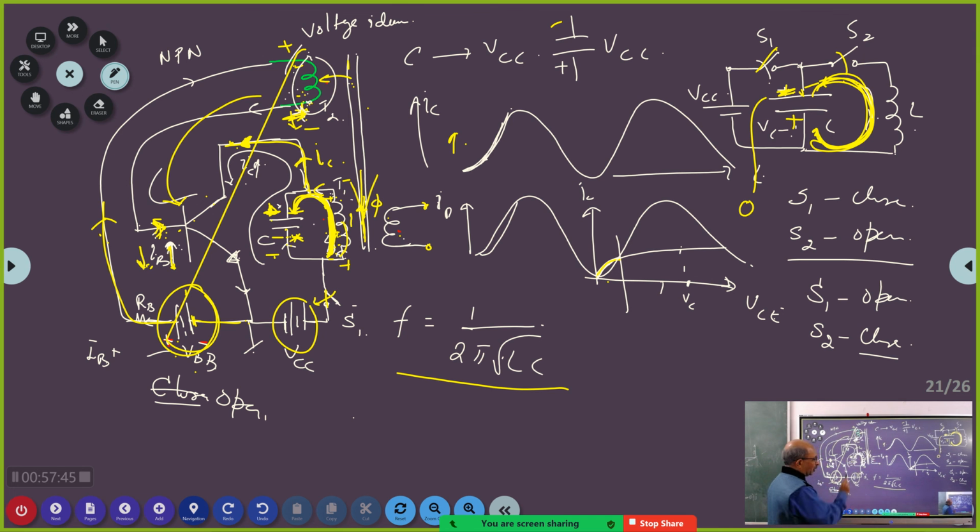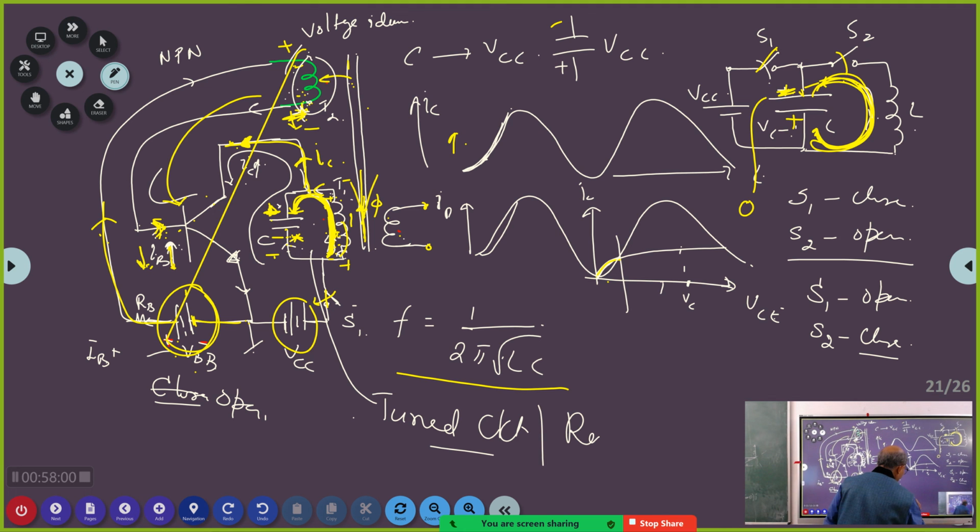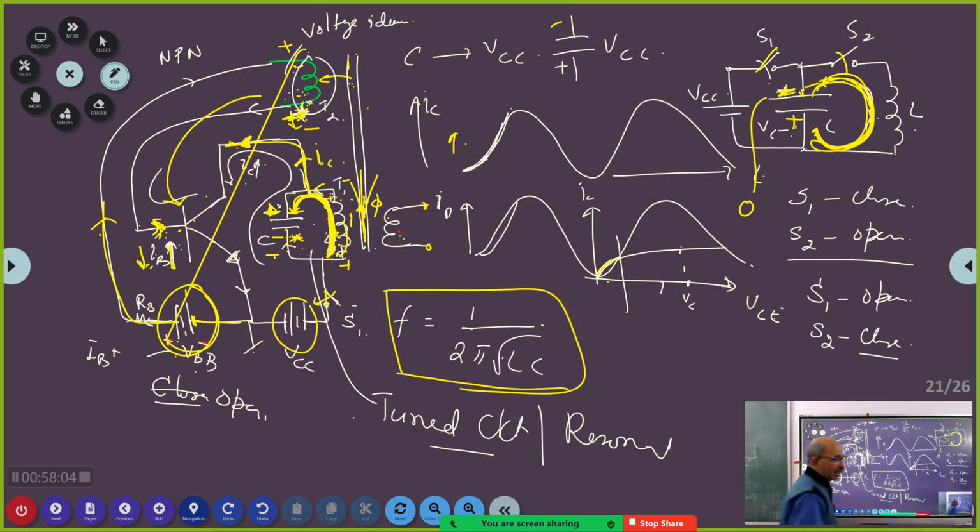What does this LC combination do? This is also called an LC tuned circuit. And eventually what happens? The frequency here will become resonant. You remember we derived the formula for an LC tank circuit resonating. So this will start resonating.